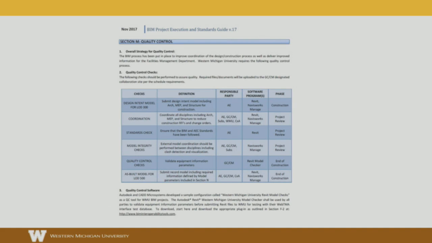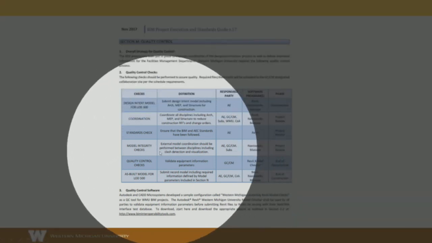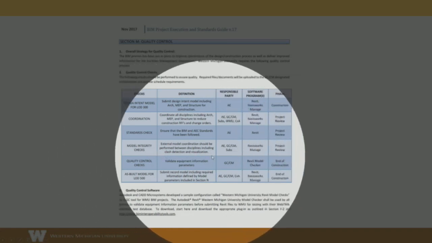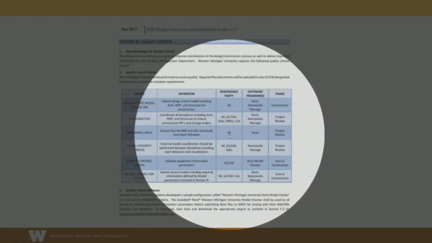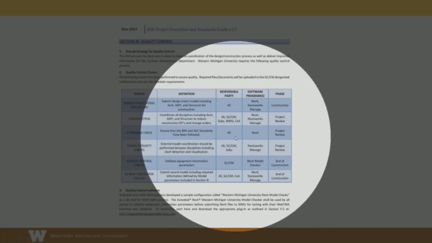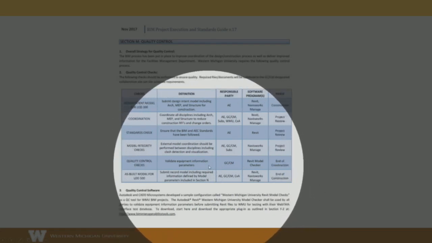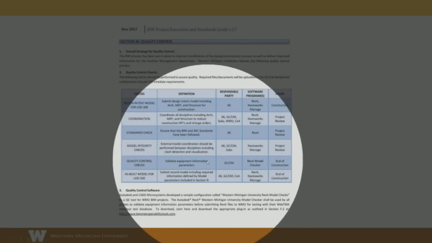The next step we did is I put the model checker into our BIM execution plan. So now anyone that does a project for us, and it's right here under quality control, the GCCM is going to be responsible for running the model checker on the model before they turn it over to us to make sure that it's error-free. And the other thing that we did is we added another quality assurance: we had our commissioning agent involved with reviewing the as-built model as well.